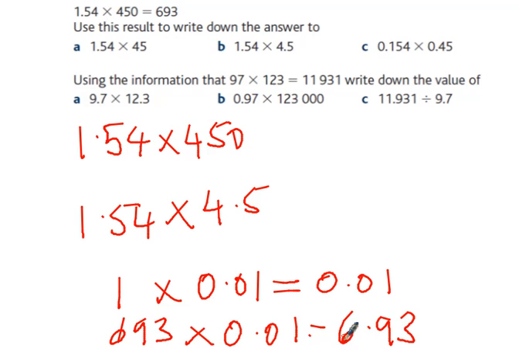So I've got all the digits, 6, 9 and 3, as I did in the original answer, but I've had to make it 100 times smaller, give me the answer 6.93. Hope that helps you with your home learning.